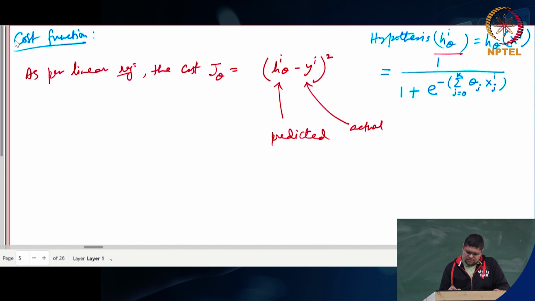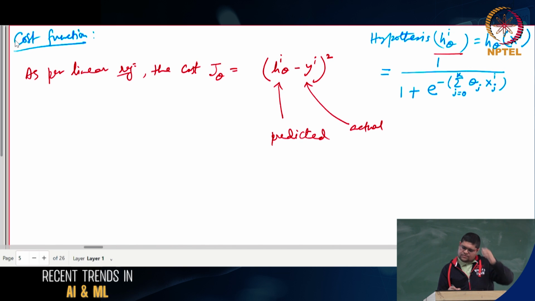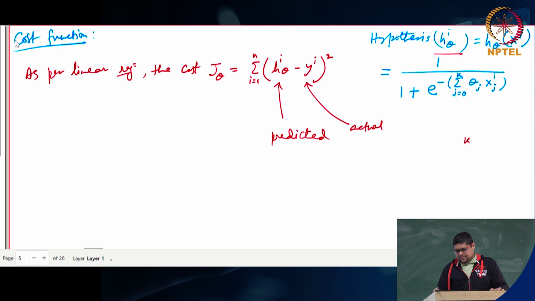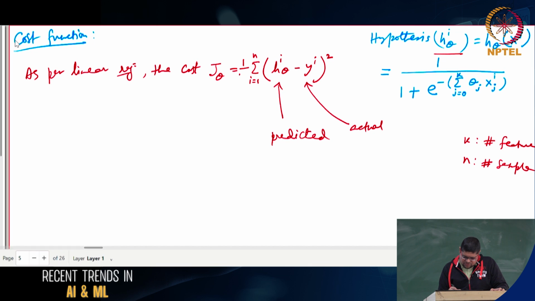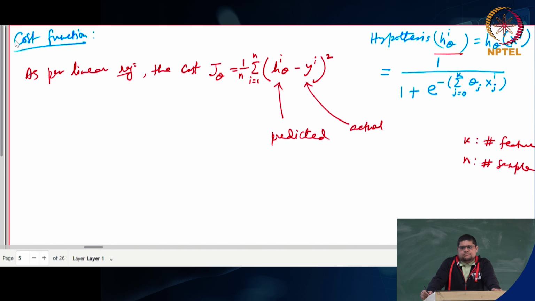So what I will do? Average formula, that's sum divided by the number of samples. So that means you are taking sum i equal to 1 to n. So k was your number of features for each sample and n is the number of samples. So you are averaging it out over this. Clear? So any special name it has? Mean squared error.